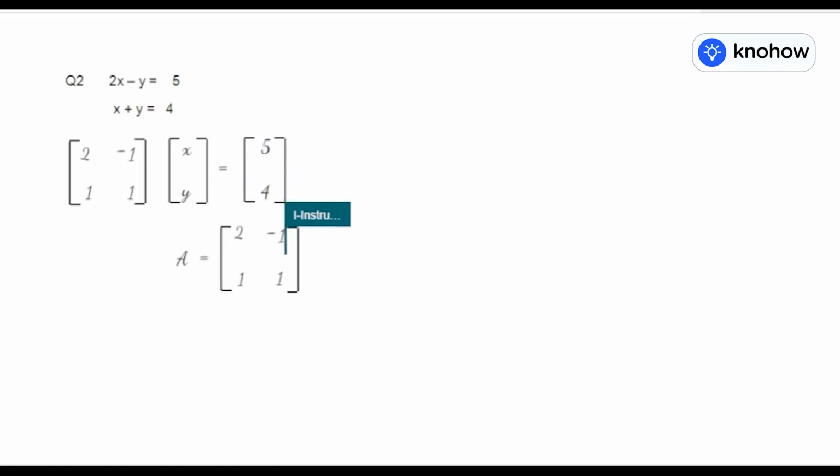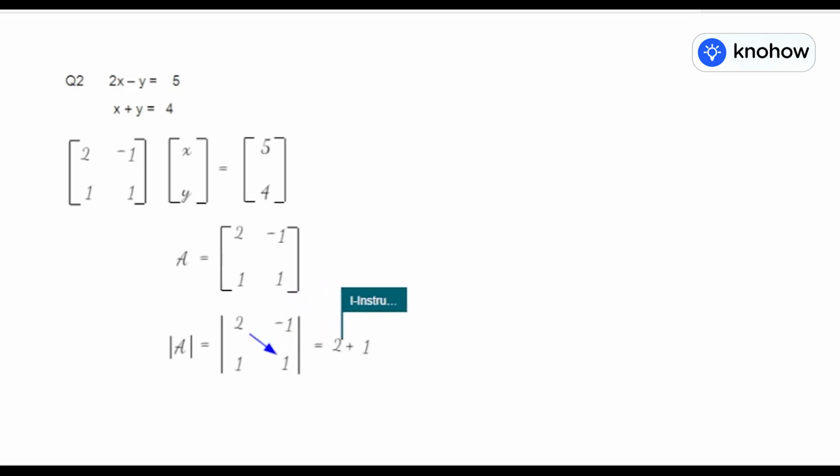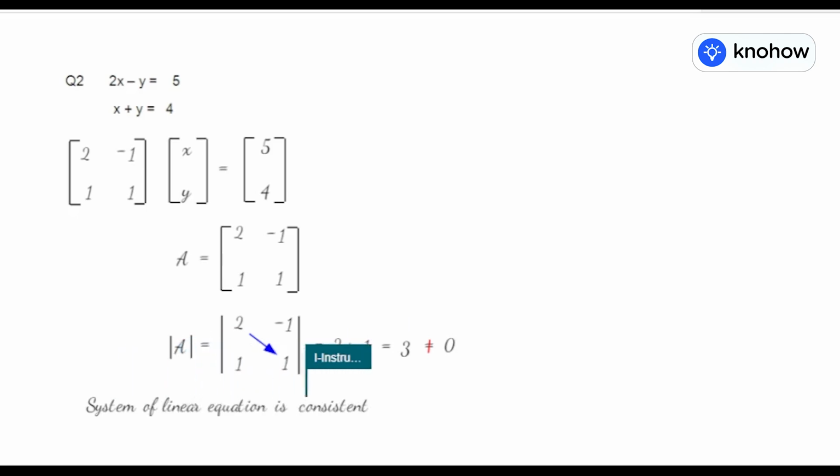What is the value of determinant A here? Determinant A is 2, minus 1, 1, 1. If you work out, you get 2 minus minus plus 1, 2 plus 1, which is 3, and of course not equal to 0. So we should comment that the system of linear equations is, yes, consistent with unique solution. It is consistent with unique solution.